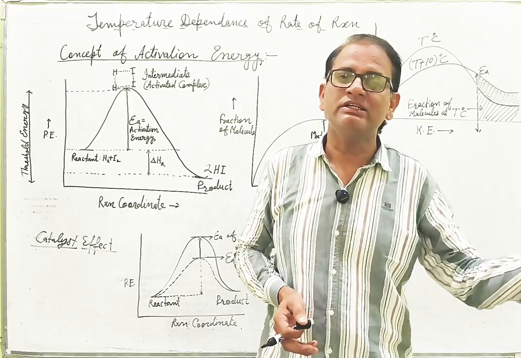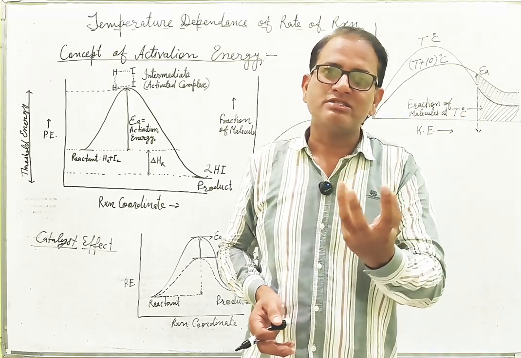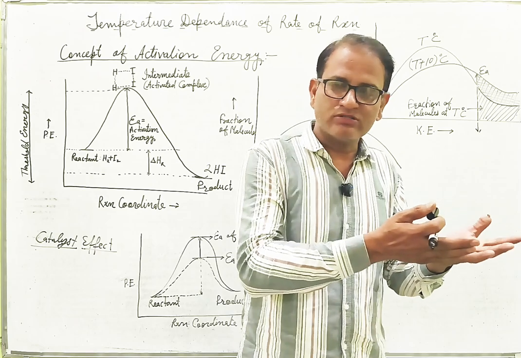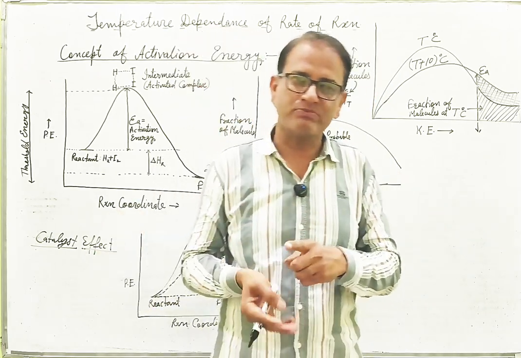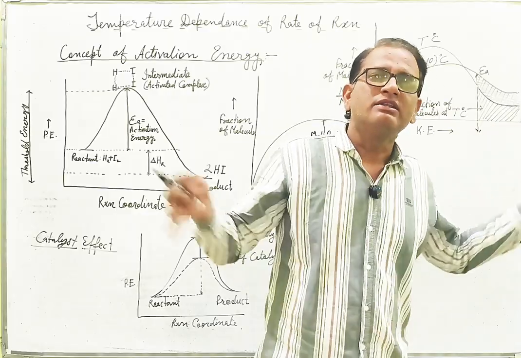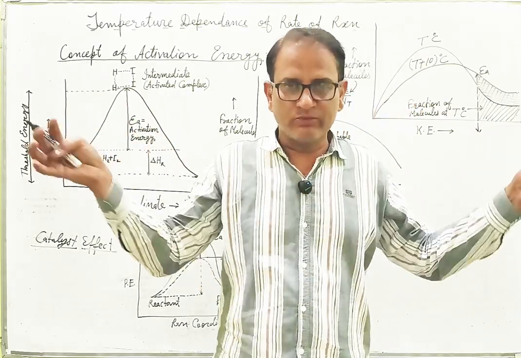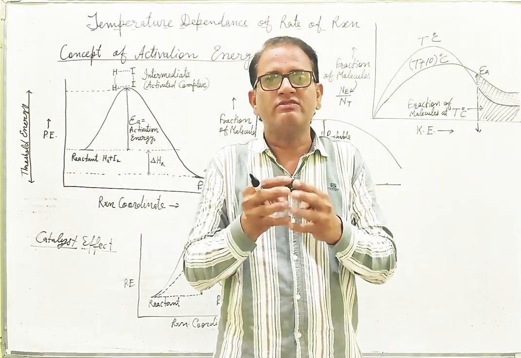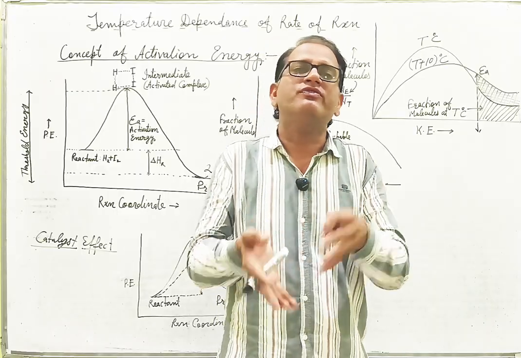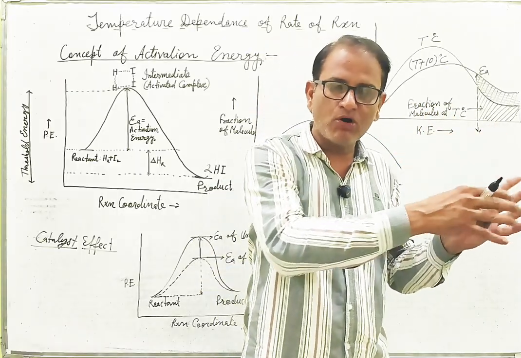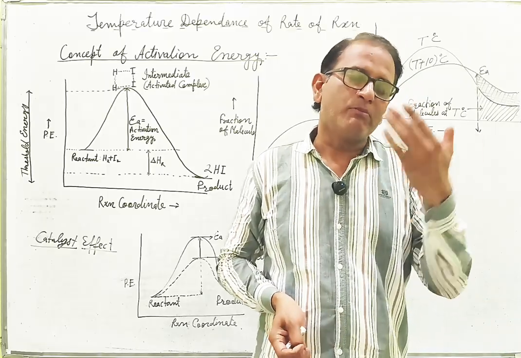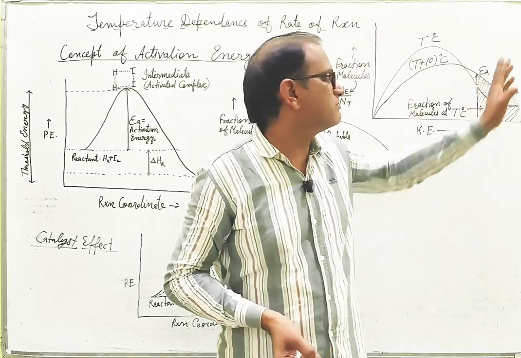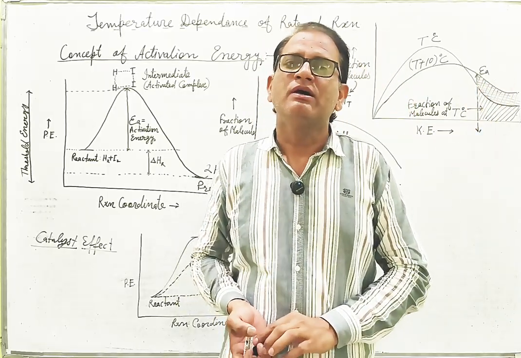If we increase the temperature, of course the kinetic energy of molecules will increase. If the kinetic energy of molecules increases, the speed of molecules will increase, the collisions will be faster, and if the collisions are faster, the number of effective collisions will be more, and then of course the number of product molecules will be more.